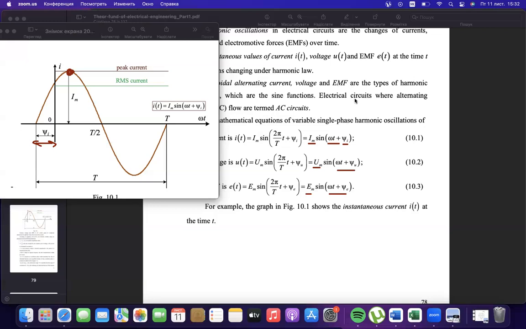And the main problem is that all these values will be sinusoidal functions with different amplitudes and different initial angles. Something like that. Just one moment.